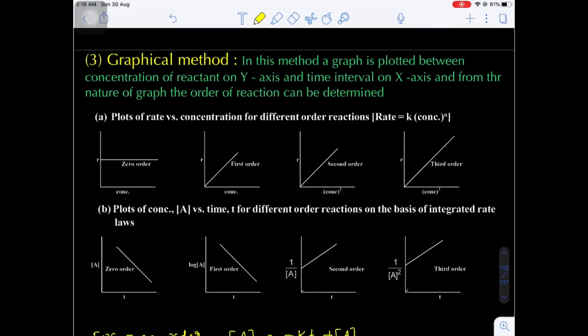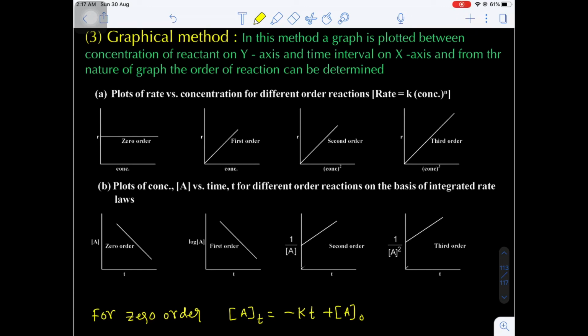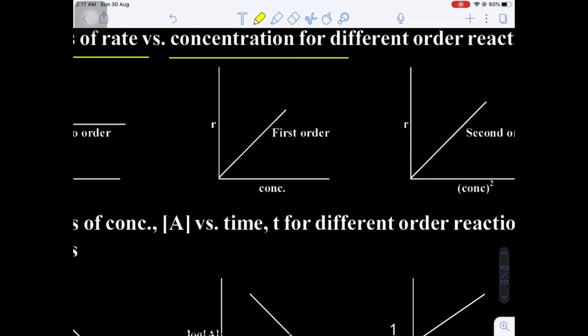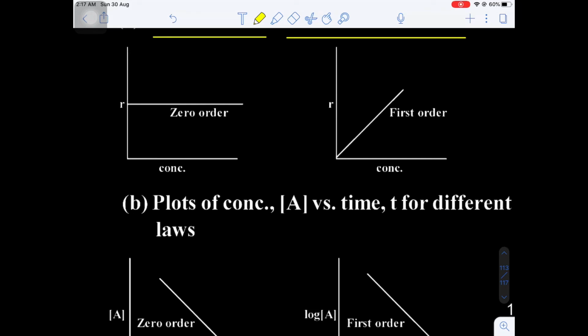Now come to the graphical method. In this method, a graph is plotted between the concentration of a reactant on the y-axis and the time interval on the x-axis. From the nature of the graph, it is easy to identify the order of a reaction. First of all, a graph is given of rate versus concentration for different orders of reactions. Rate of reaction is equal to k times concentration to the power n. Here the rate is constant irrespective of the concentration, that is a straight line parallel to the x-axis, which is zero order kinetics.